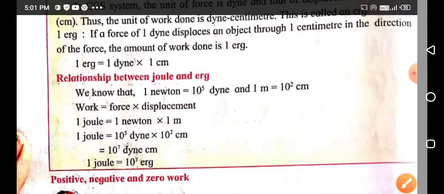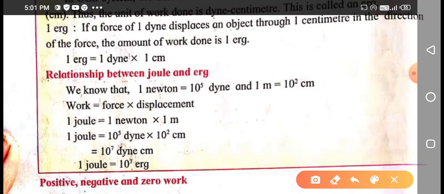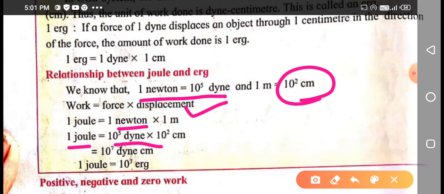Now students, what is the relation between joule and erg here? We know that 1 meter is equal to 100 centimeter, which is also written as 10 to the power 2 centimeter. Similarly, 1 Newton is 10 to the power 5 dyne. So now, work is force into displacement. 1 joule work is equal to 1 Newton into 1 meter. 1 Newton is nothing but 10 to the power 5 dyne, so we replace 1 Newton with 10 to the power 5 dyne, and in place of 1 meter we put 10 to the power 2 centimeter.